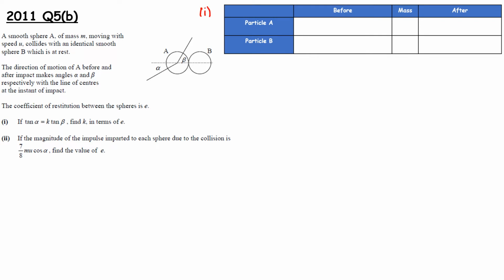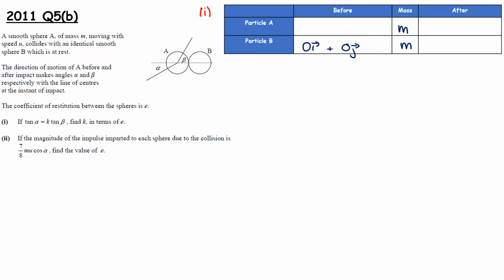Now, filling in what we know about our table, they're identical spheres. They both have mass m. B is at rest, so that's nice and easy to add in: 0i plus 0j. We know that the i part will change, the j bit won't. But before I do any of that, I need to understand what is the velocity of A before the collision.